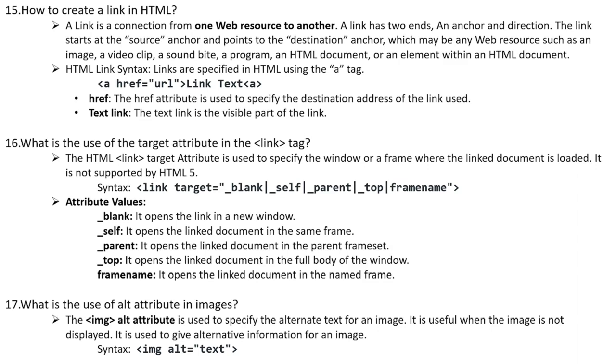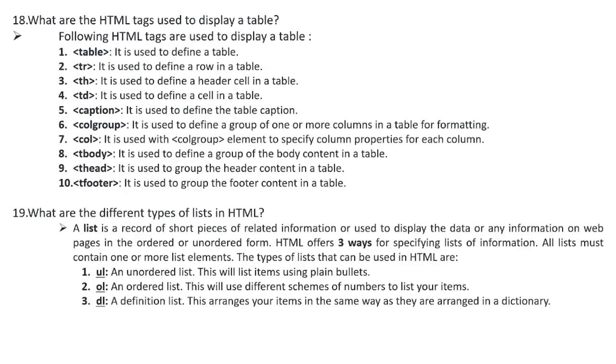Question 17. What is the use of alt attribute in images? The image alt attribute is used to specify the alternate text for an image. It is useful when the image is not displayed. It is used to give alternative information for an image. Syntax.